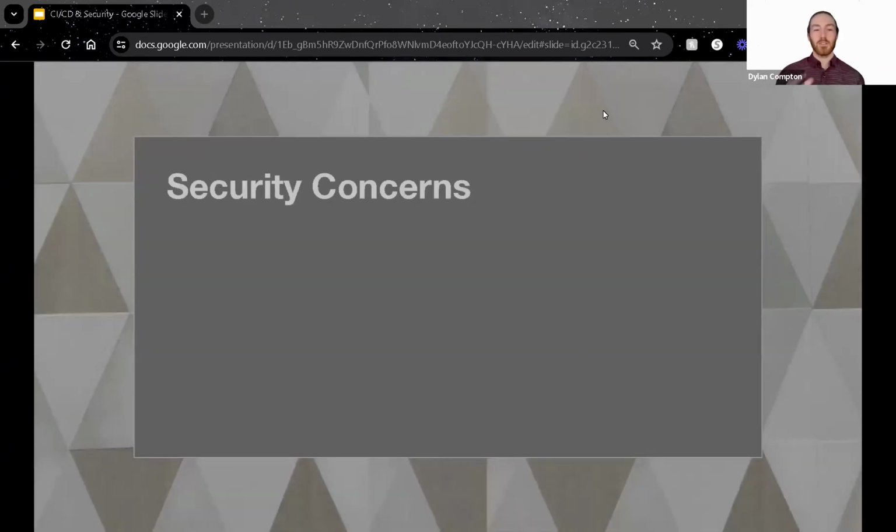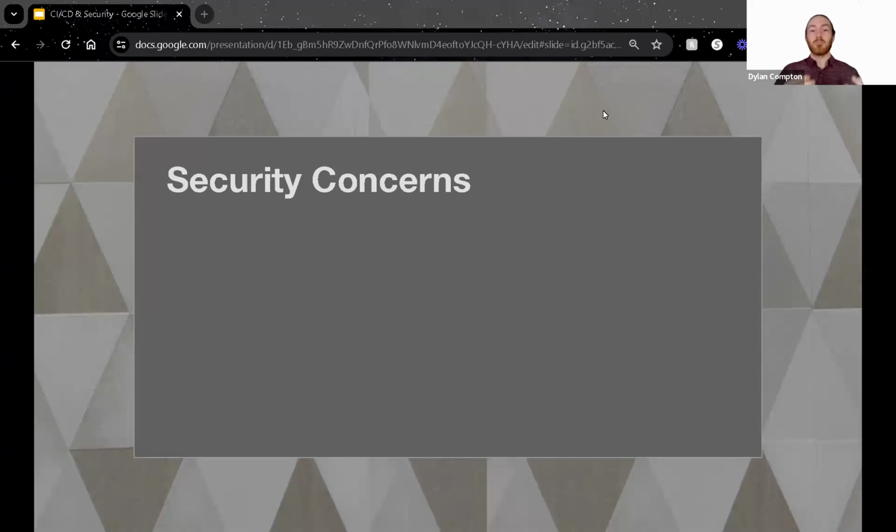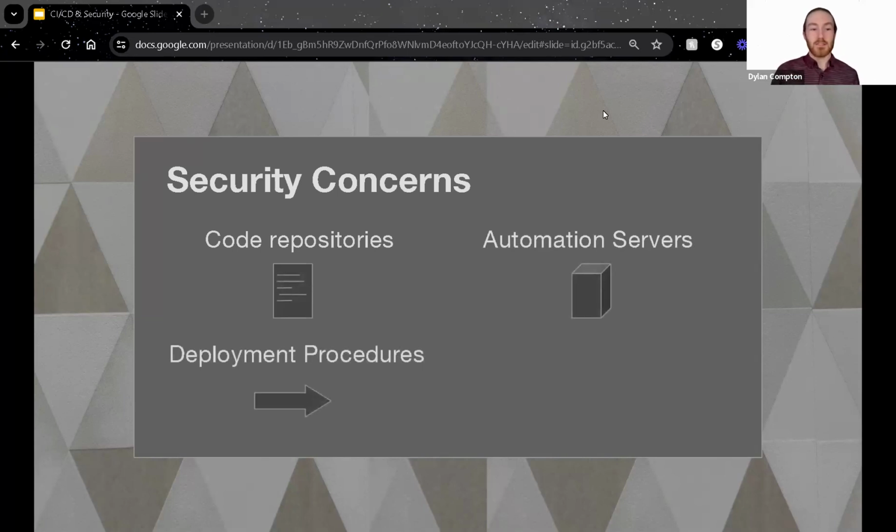To construct a fluid CI/CD pipeline takes a variety of people and technologies. For those in cybersecurity, this is extremely concerning. Having a variety of moving parts means having a variety of entry points for malicious code. OWASP uses the term attack surface to describe this concept. The wider a target is, the easier it is to hit. There are several components of the pipeline that can be targeted, including code repositories, automation servers, deployment procedures, and the very nodes the CI/CD process requires to run.